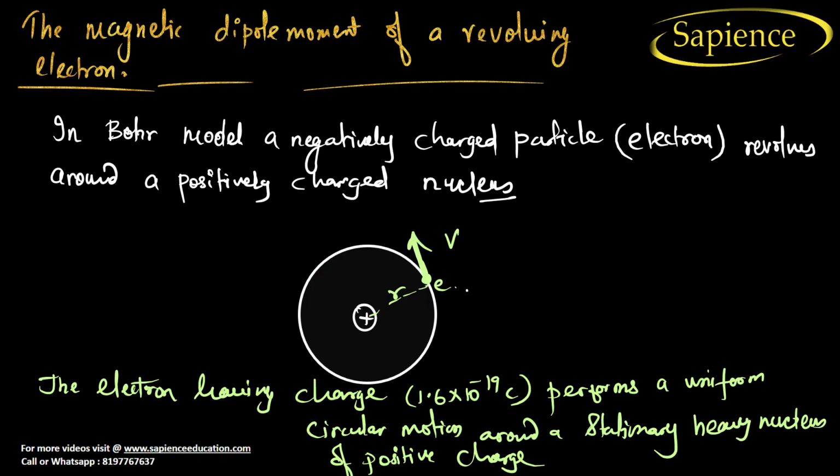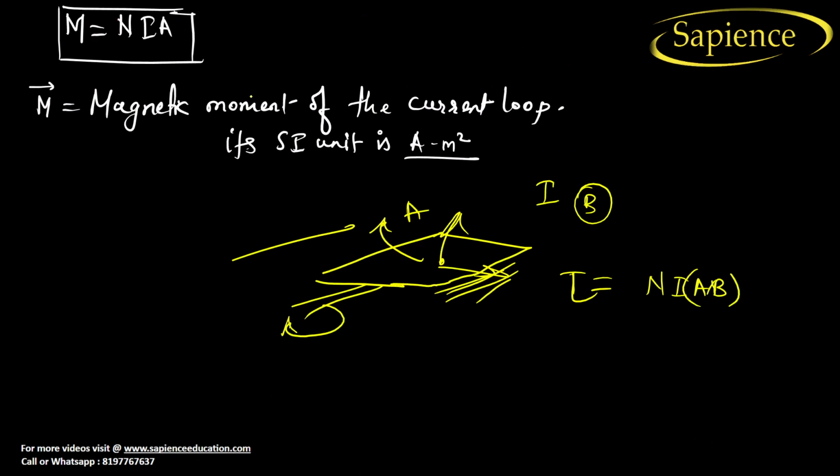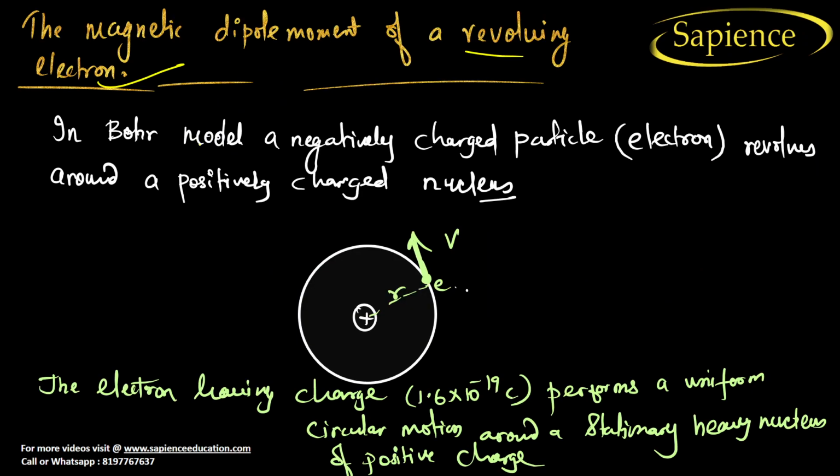Now there is another term, known as magnetic dipole moment. What is the magnetic dipole moment of a revolving electron? The magnetic dipole moment, or moment of the current loop, is NIA. From Bohr's model, negatively charged electrons revolve around the positively charged nucleus. So the electron is moving like this. The electron, having a charge, performs a uniform circular motion around a stationary heavy nucleus of a positive charge.